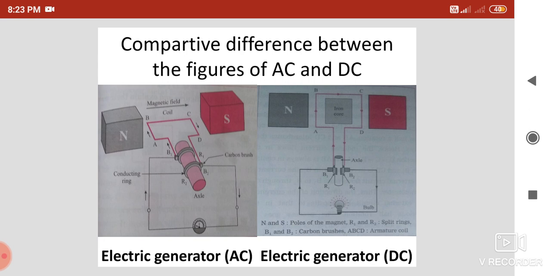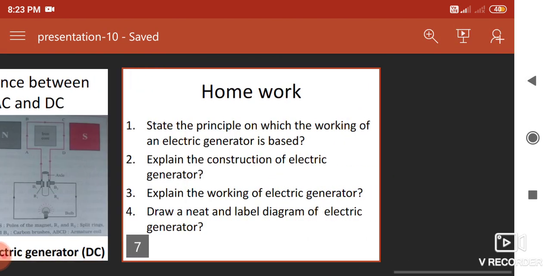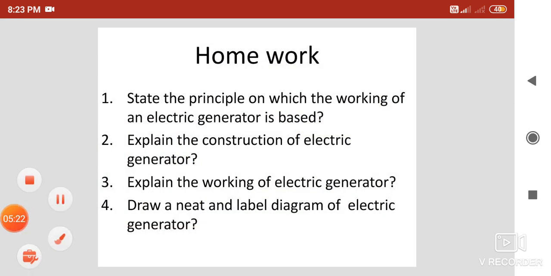More differences you find out, write the difference between this AC and DC generator. After writing the difference between AC and DC generator, then you can see the diagram homework and complete the homework which is shown on the screen.